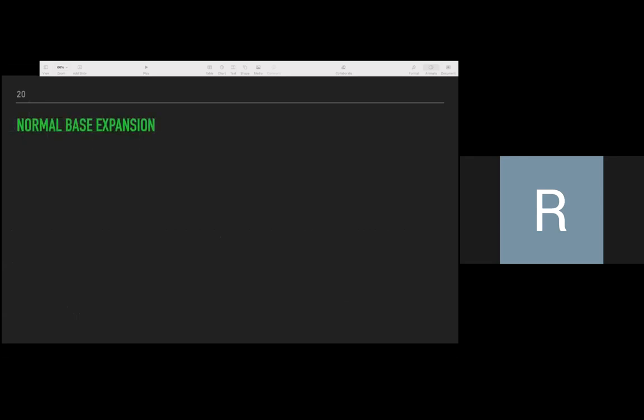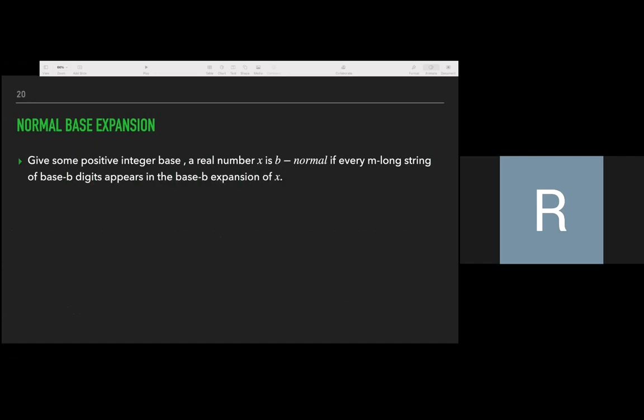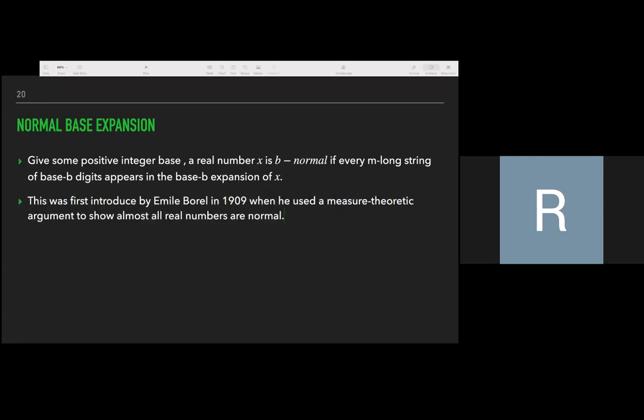So what is a normal base expansion? We say a real number x is B normal if every m long string of m base B digits appears in the base B expansion of x with probability 1 over b to the m. That's not written there, I forgot it, but that's what it means to be B normal. Every m long string will occur with probability 1 over B to the m.